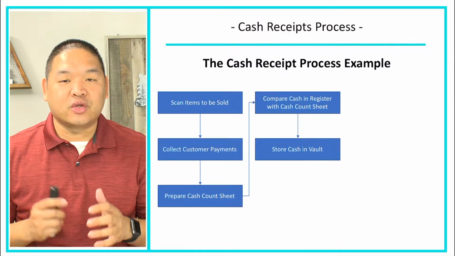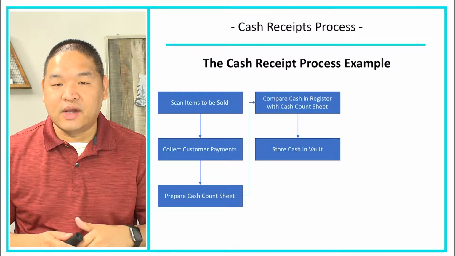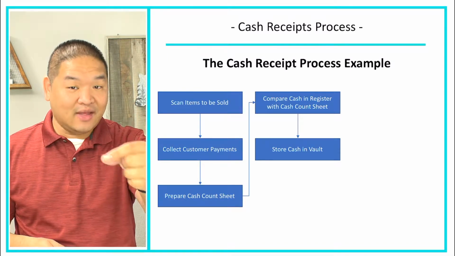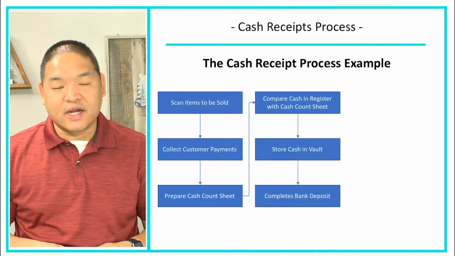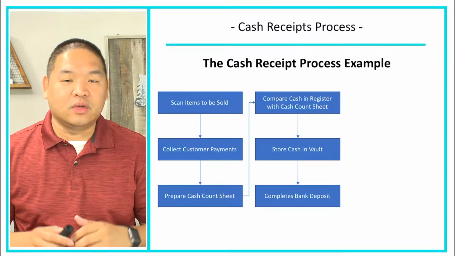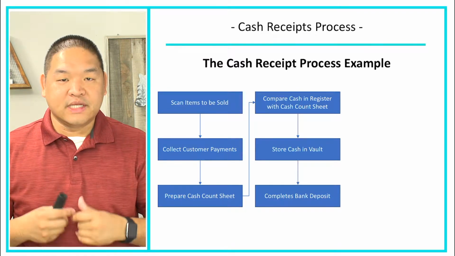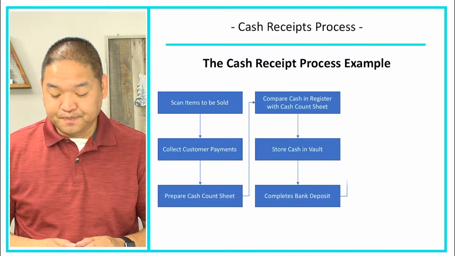Then from there, we're going to store the cash in the vault, right? So we don't want to just hang it out anywhere. We want it in a safe place. We want to restrict the access. And then we want to complete the bank deposit. So we'll either complete the deposit and then an armored truck will come pick it up, or we'll take it to the bank and deposit it ourselves.